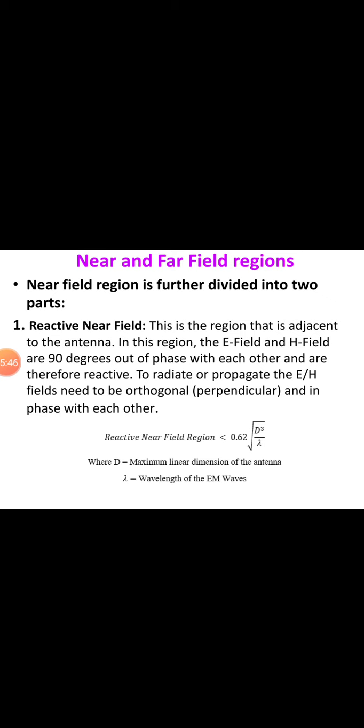The near field is further divided into two parts, the reactive near field and the radiative near field. The reactive near field is the region where the distance lies below 0.62 times the square root of d cubed by lambda. In this region, the E field and H field are 90 degrees out of phase with each other and therefore reactive. The second type is the radiative near field, also known as the Fresnel region. In this region, the distance varies between 0.62 times the square root of d cubed by lambda to 2d squared by lambda.